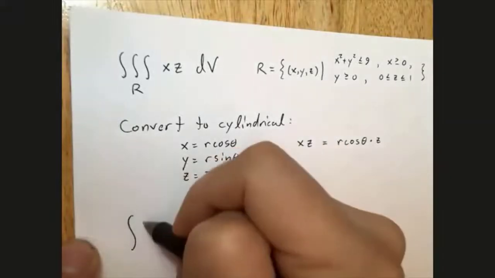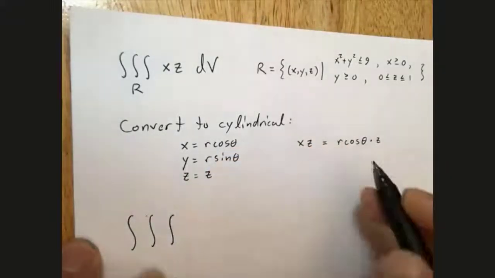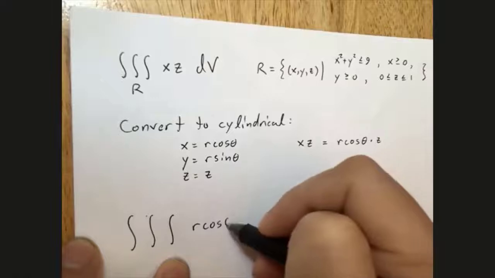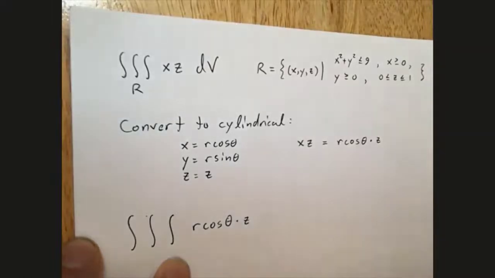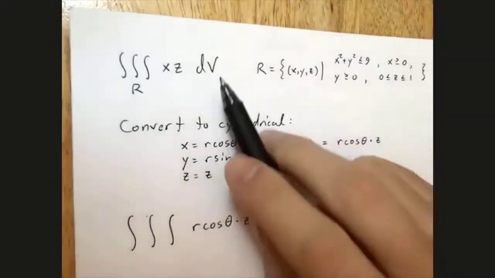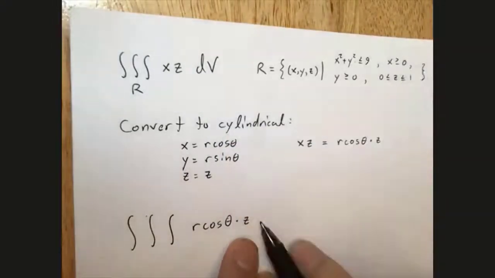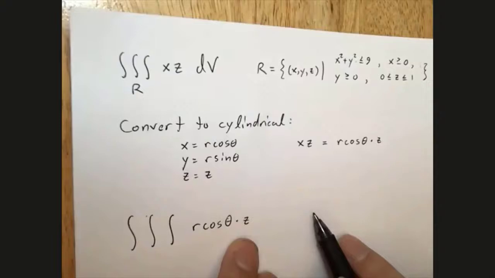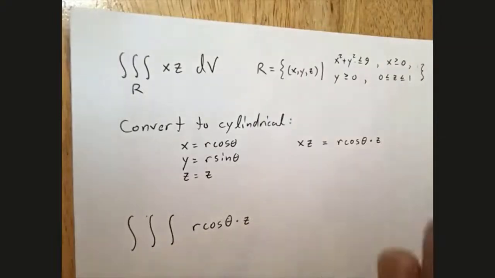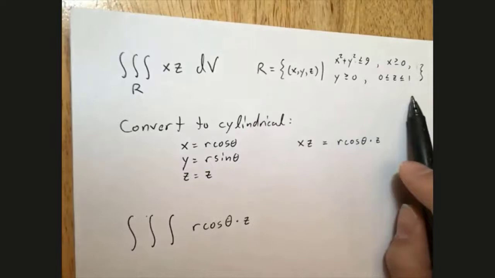So in our integral down here, we're going to have r cosine theta times z. All right. And now the dv. We should probably figure out what these things look like before we write down the r, dr, d theta, dz here, because sometimes we have to, as we saw in the last chapter, reorganize those things. We have to write them in a different order. So we have to be careful about the order in which we integrate. So let's figure out what this region looks like.